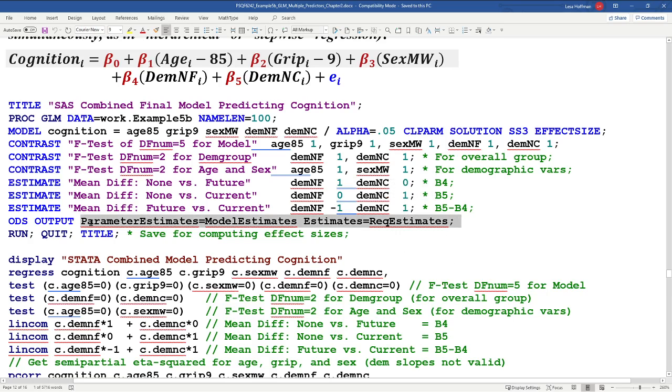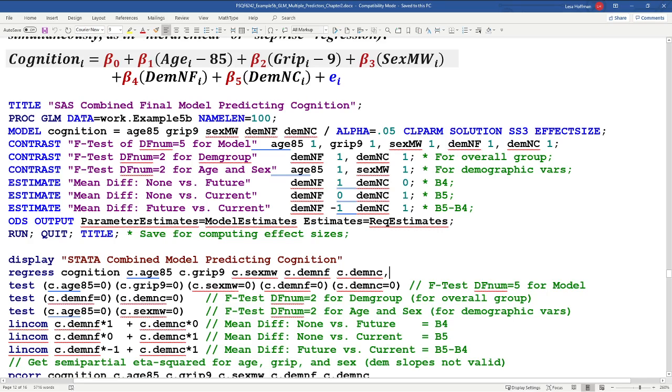And again, I'm saving the results of these analyses to SAS datasets so that I can compute effect sizes for each of these slopes. And in this statement, I'm asking for not only the regular solution for fixed effects, which is known as the parameter estimates table, but also this additional set of estimates I requested via estimate statements, which is known as estimates. Stata code to do all of these things looks somewhat similar.